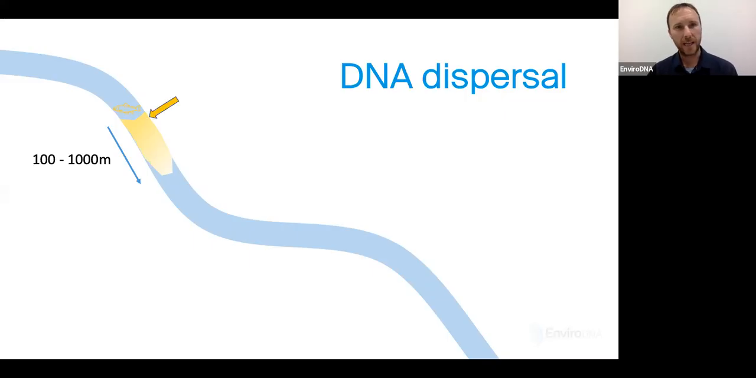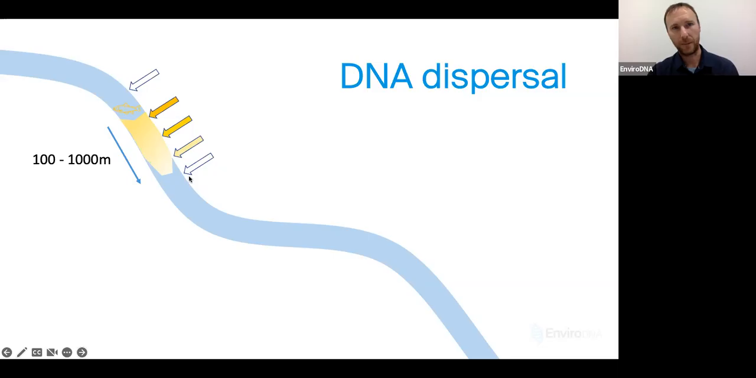So if we're sampling, the closer we sample to our target species, the better chance we've got of picking them up because there's more DNA there. And as we get further and further away, our chance of detecting them is going to decrease until eventually we get to a point where we're not going to detect them anymore.